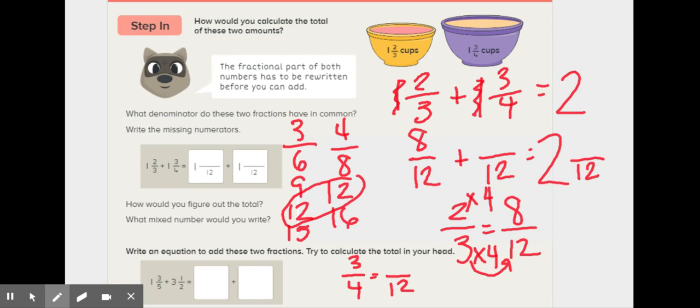Okay, next I'm going to go down here to the 3/4. I need to know what the relationship between the 4 and the 12 is. And 4 times 3 is 12. So I'm going to use times 3 to multiply on my numerator. 3 times 3 is 9. So my second fraction is 9/12.